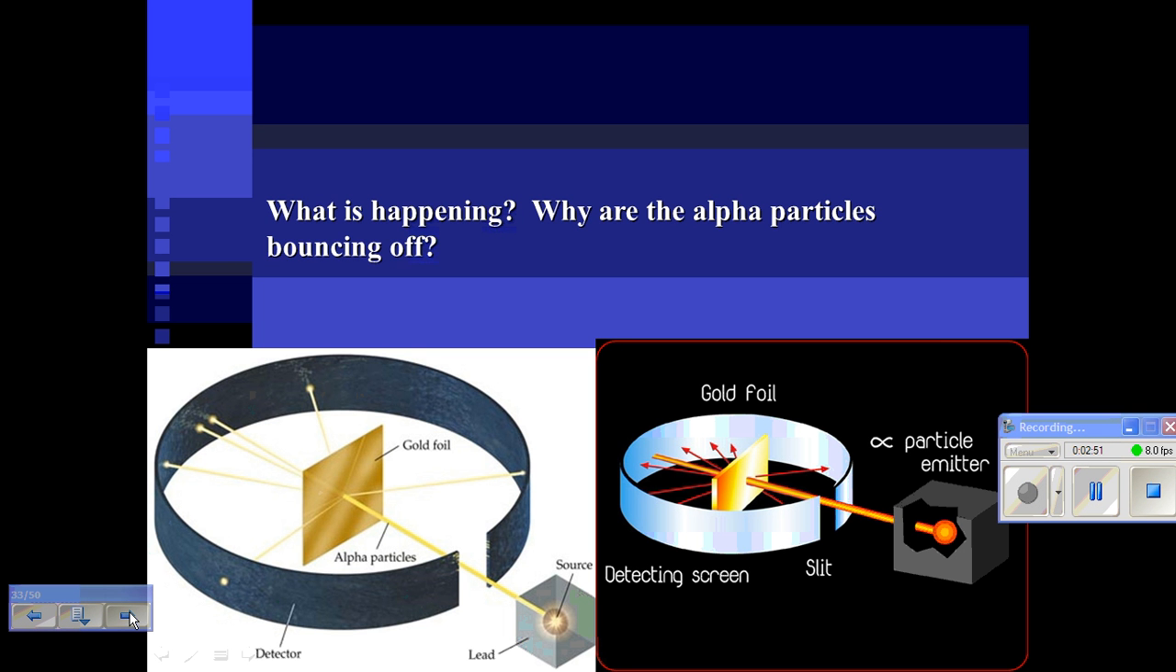This is what the gold foil setup was like. The detector, on the outside, was what would count the particles as they passed through or were deflected off. And this is the source. It was a lead container, and in here was the source of the energy that would shoot out the alpha particles.